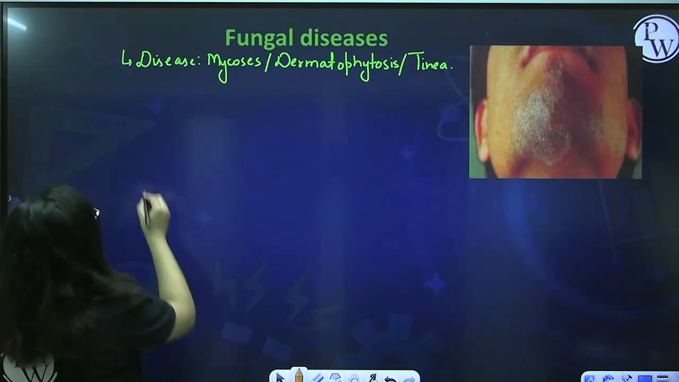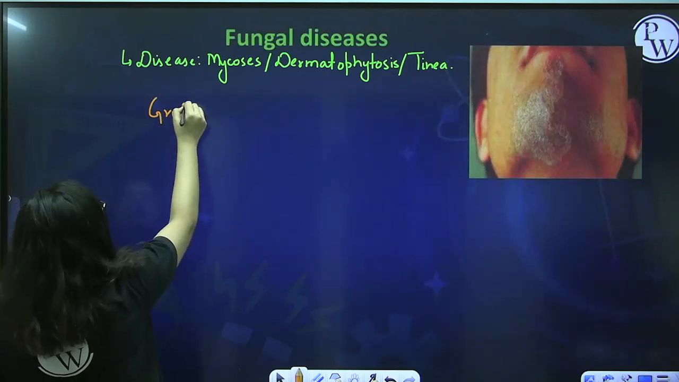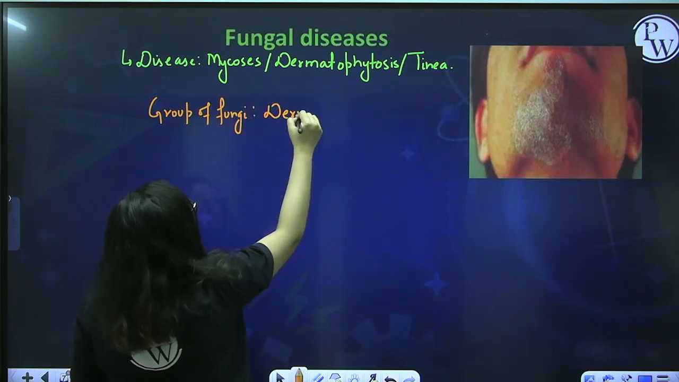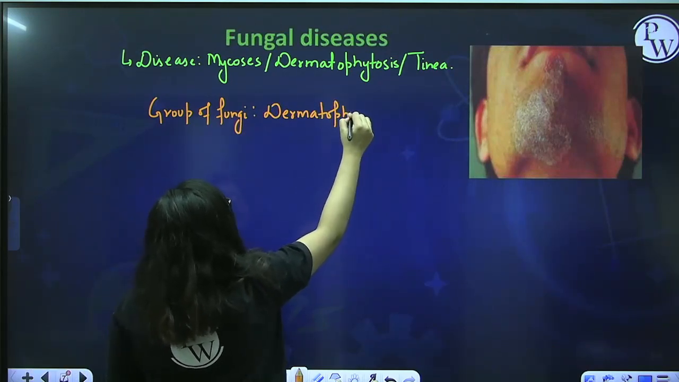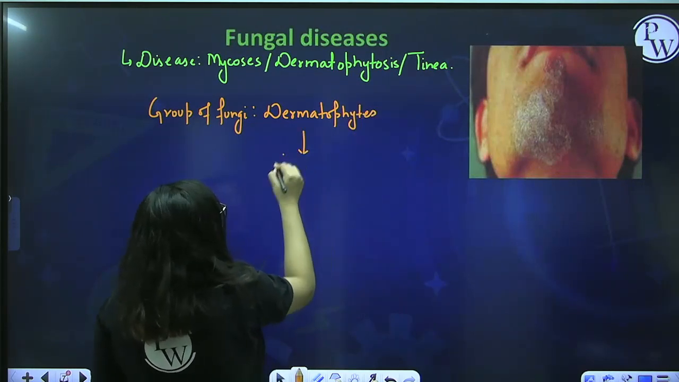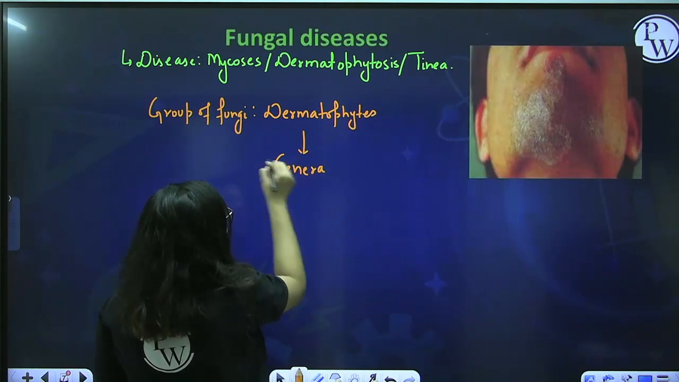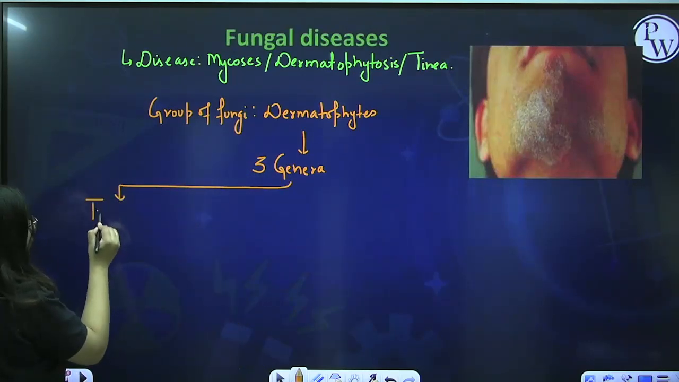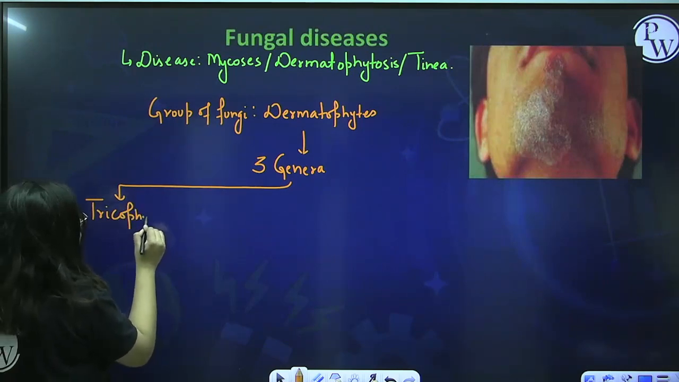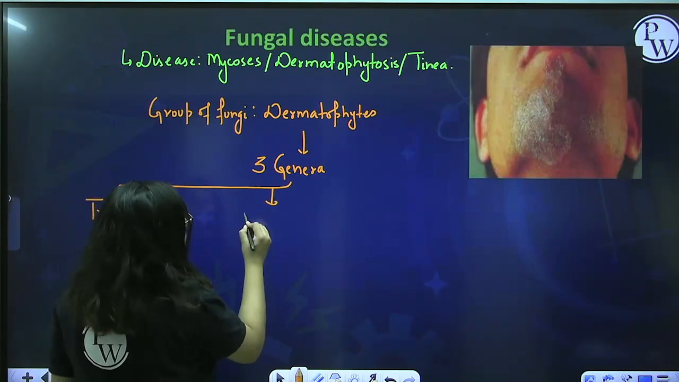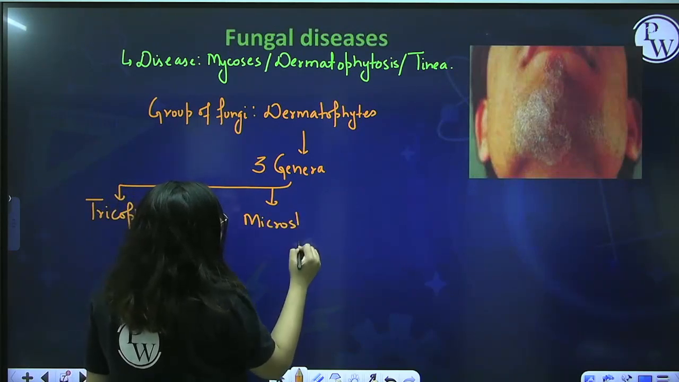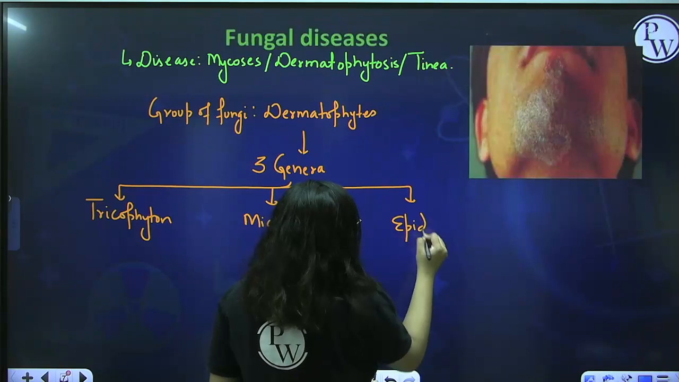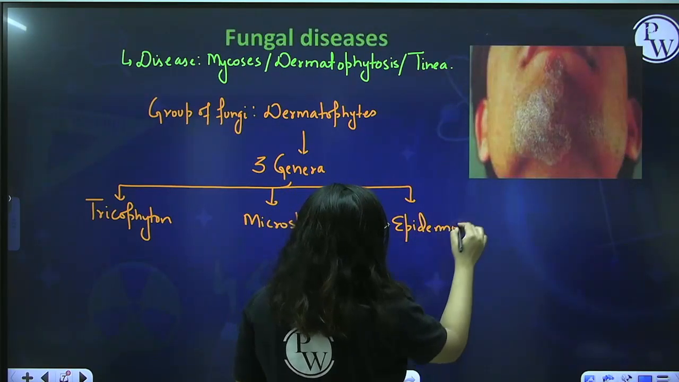So here in fungus we have a group of fungi. You call them dermatophytes. In the dermatophytes, we have genera. How many genera? Three genera. The first genus is Trichophyton. Second is Microsporum. And third is Epidermophyton, right? I am telling you the classification.